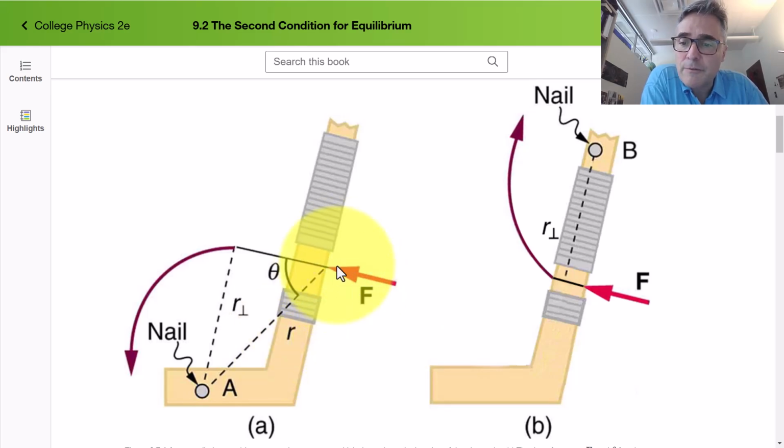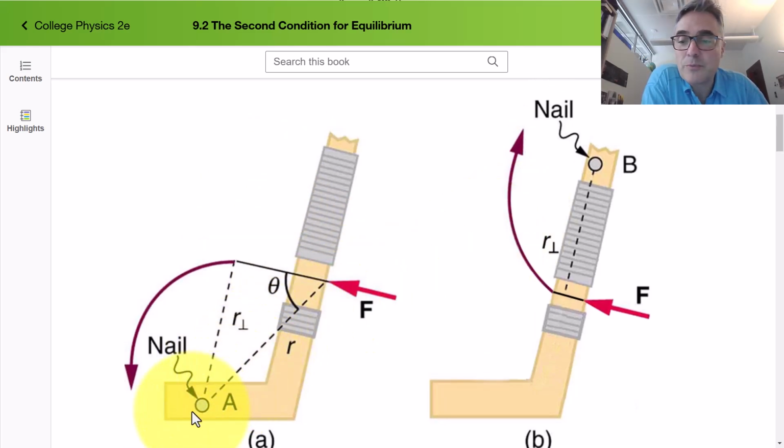If you have this force applied here and the hinge is at a different distance, then what you can do is find the distance between that hinge and the force line, where there's a line that goes through where the force is applied. You find the shortest perpendicular distance between the hinge and that force line, that gives you r perpendicular. So it's that perpendicular lever arm times the force gives you the torque.